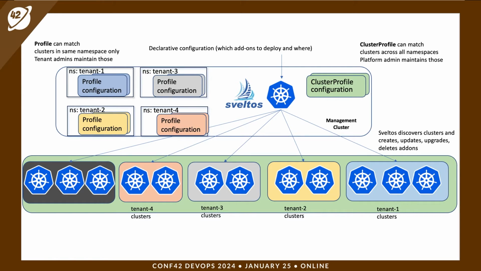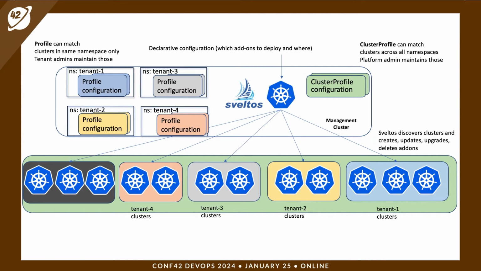So what happens in this case is that, again, you are the platform admin, and the platform admin can create cluster profiles, and the add-ons and applications listed in those cluster profiles can be deployed in any managed cluster, because a cluster profile can match any cluster in any namespace. But then you onboard tenants by giving every tenant his own namespace. So in this case, tenant 1 has been given the tenant 1 namespace. Tenant 2 has been given the tenant 2 namespace.